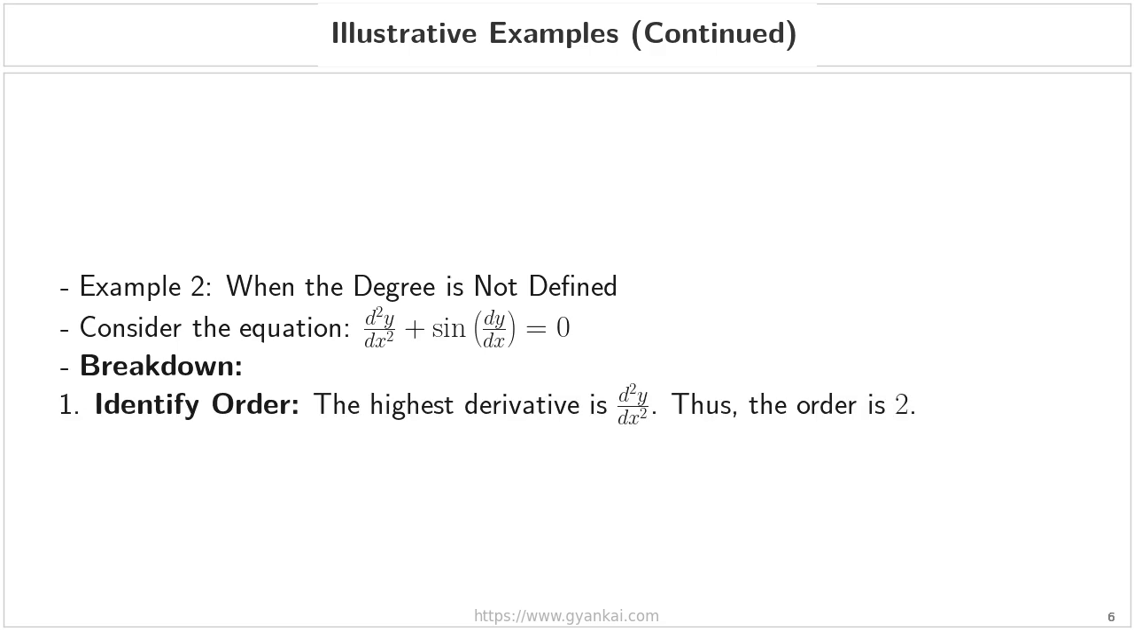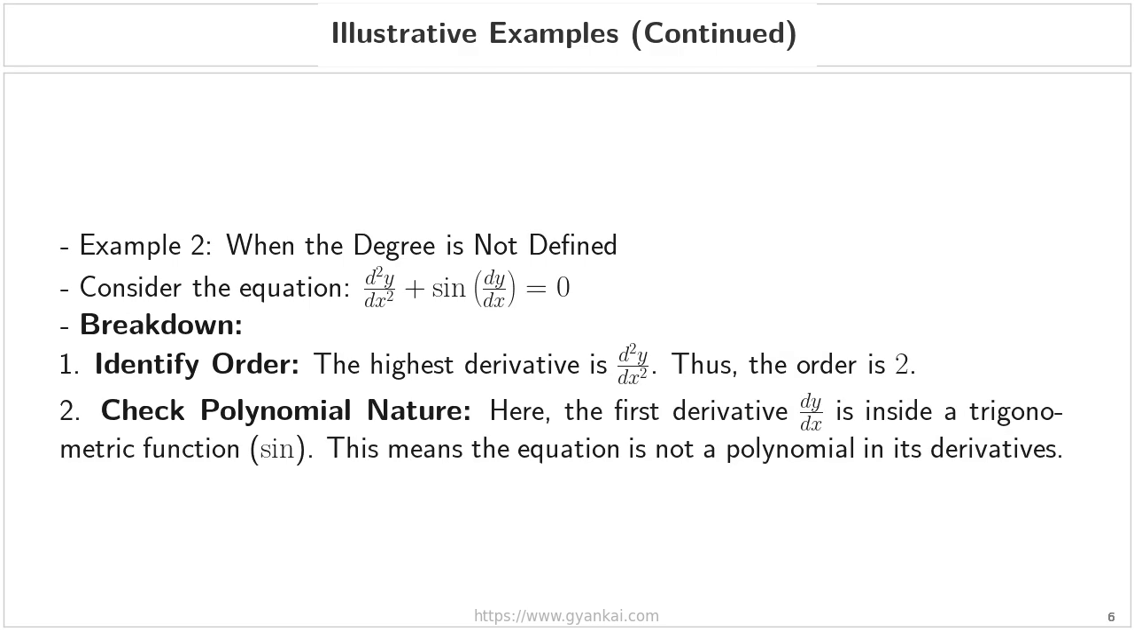First, we identify the order. We look for the highest derivative present, which is the second derivative of y with respect to x. Therefore, the order is 2. Next, we must perform our crucial check. Is the equation in polynomial form?